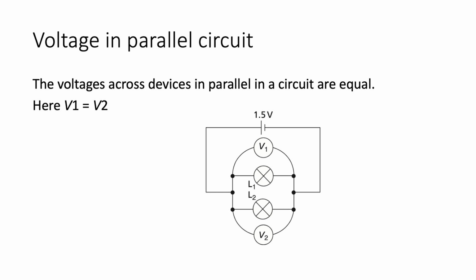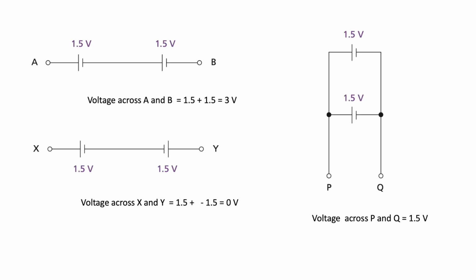But if you measure the potential difference across this bulb, then it will be same. So here the voltage across the devices in parallel in a circuit are equal. Here V1 is equal to V2. Let us study some series and parallel circuit.